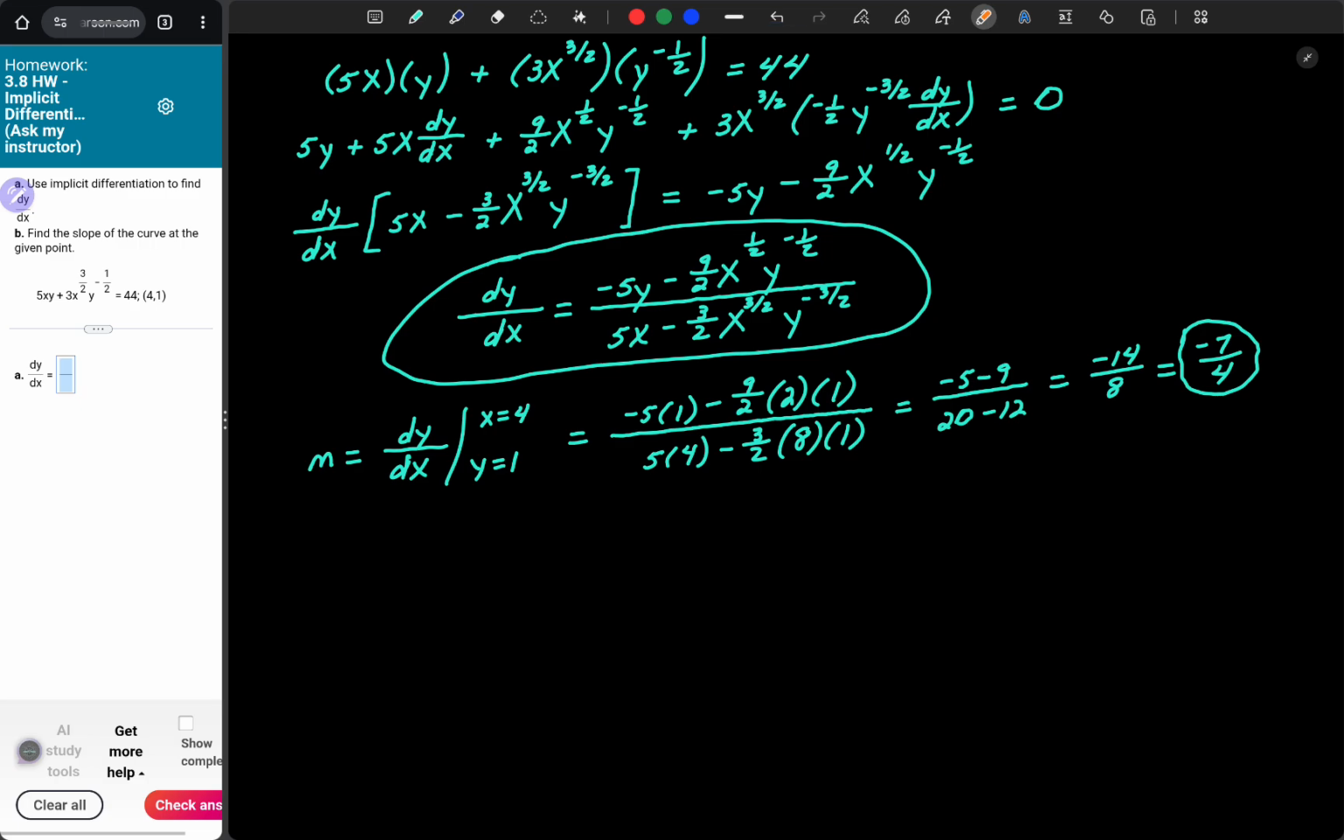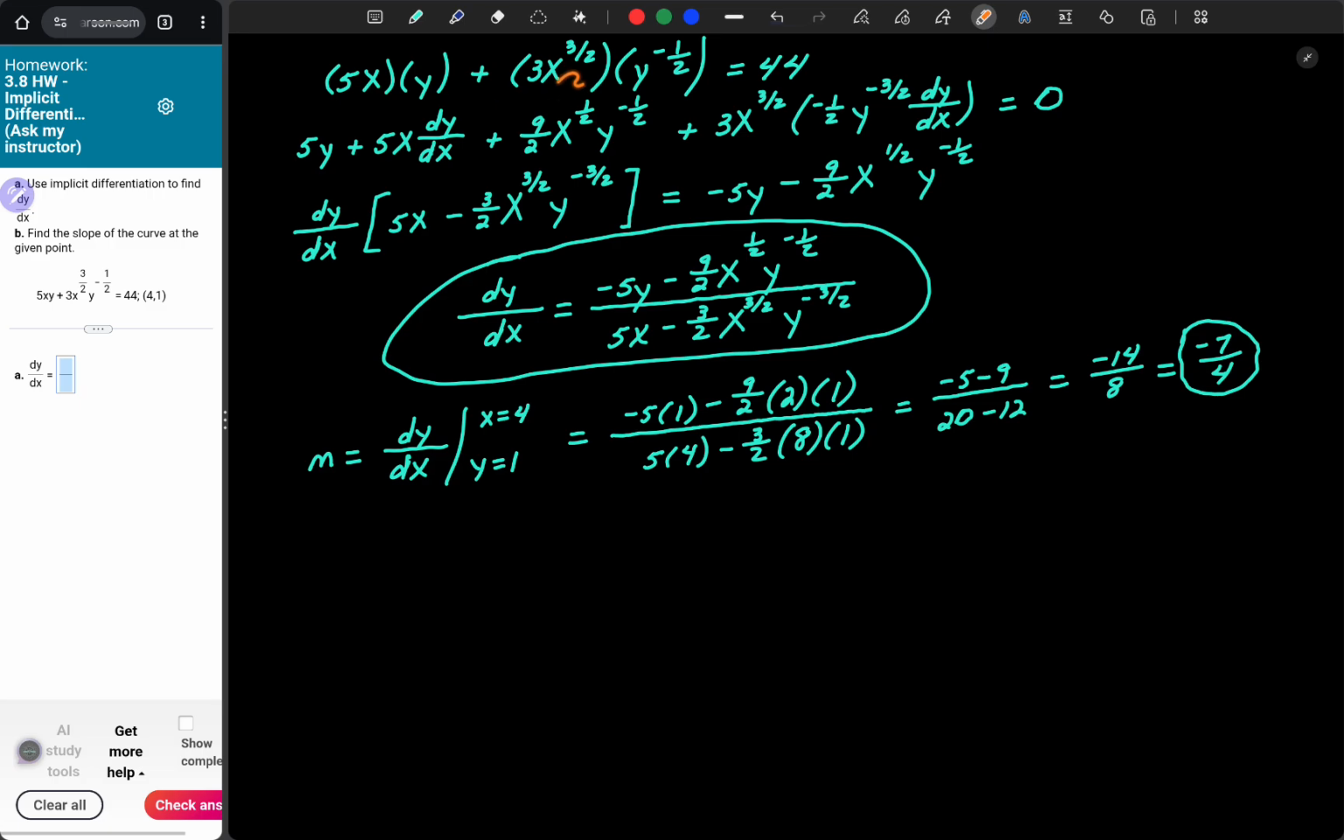When I took the derivative of that first term, product rule: derivative of the first is 5, times the second, that's where the y came from, plus the first, 5x, times the derivative of the second. Unlike x, whose derivative is 1, I don't know what the derivative of y is. In fact, I'm solving for it. So whenever I say the derivative of the second, I just have to leave it dy/dx.